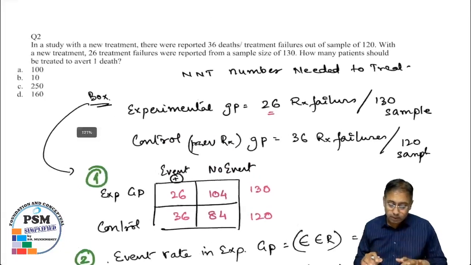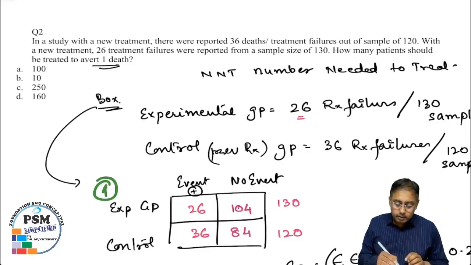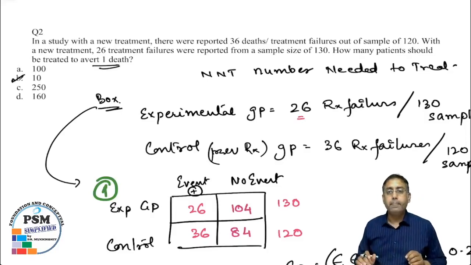So in a study with a new treatment, there were 36 deaths, treatment failures, out of a sample of 120. And with the new treatment, 26 failures were there. How many patients would be needed to treat to avert one death? The answer is pretty simple. We have done it. The answer we have arrived at is 10.